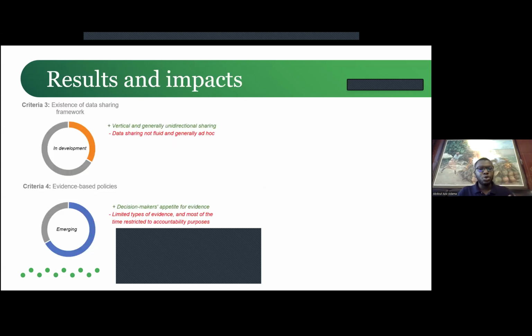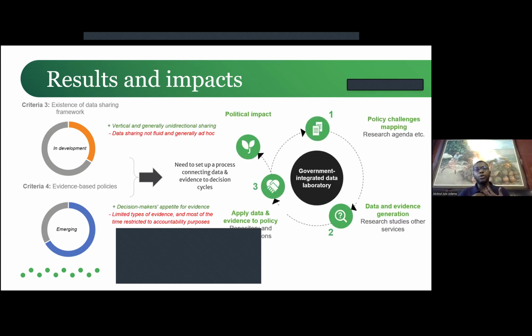Then, based on the two criteria and results that I showed earlier, we reached the point that we need to set up a process which connects data and evidence to the decision cycle. How will this happen? We designed the process using three big steps. The first one is to identify the key policy challenges. To do so, we build what we call the research and learning agenda.